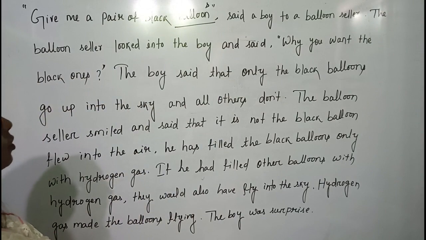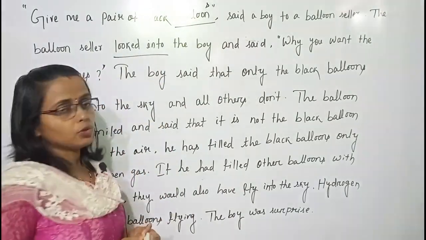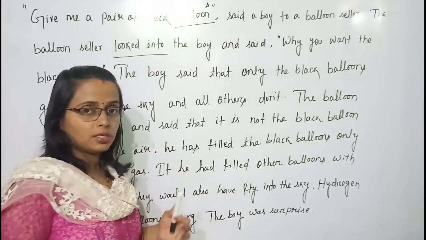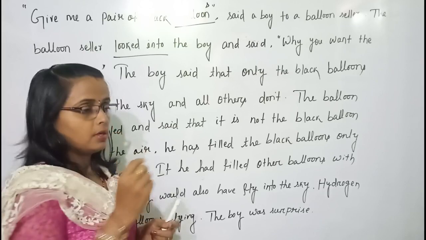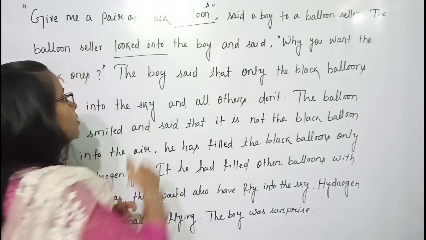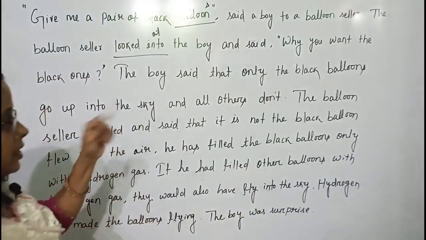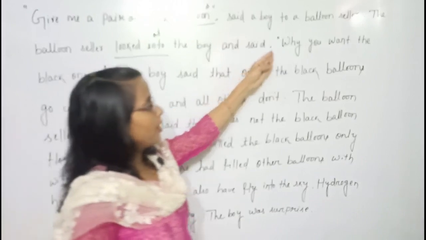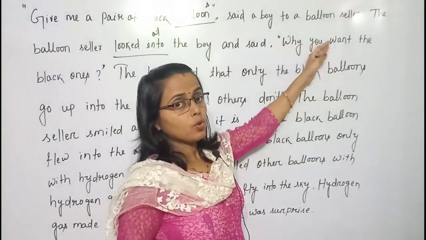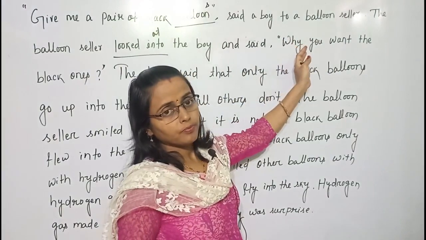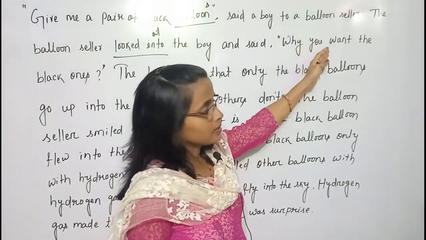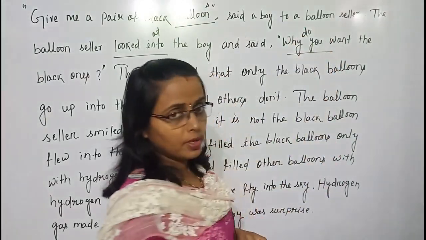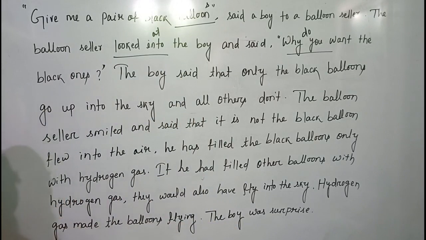The balloon seller looked into the boy. Look into means to investigate something. So how will the balloon seller investigate something in the boy? Definitely, this balloon seller is looking at the boy. Looked at the boy and said, why you want the black ones? Why you want? A WH word will take one auxiliary verb here. As this sentence is in present simple, here it is why do you want? Do will be added. Want the black ones.